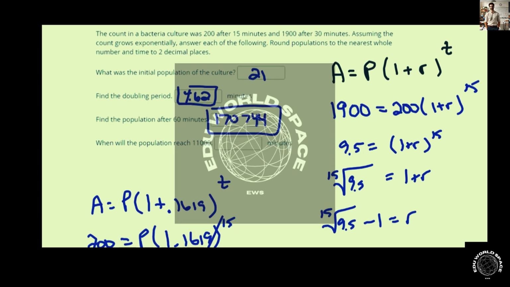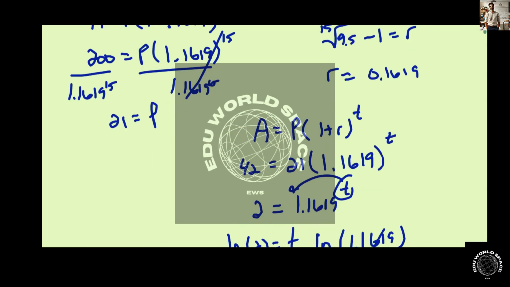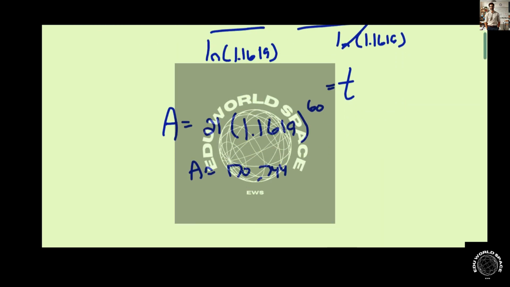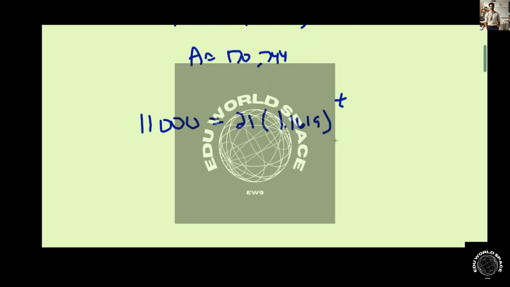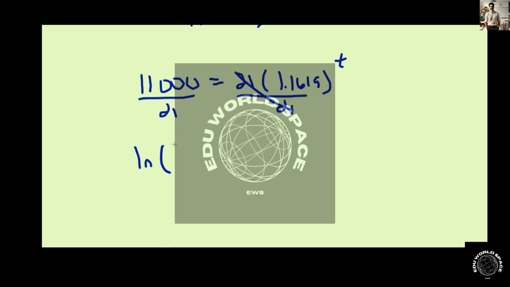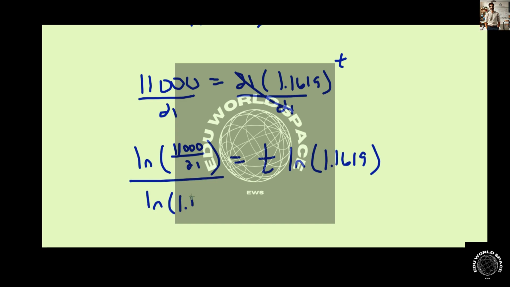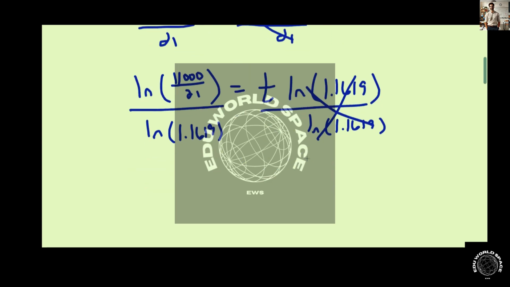When will the population reach 11,000? That would be an A value. We're going to solve for t. So divide both sides by 21. Then we'll take the natural log of both sides. Use the power rule to bring the exponent out front. And then divide by the natural log of 1.1619. And we'll have our amount of time.